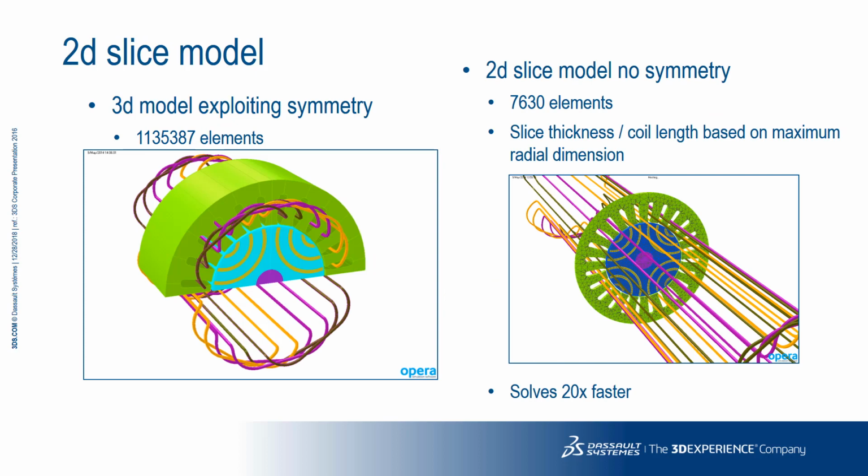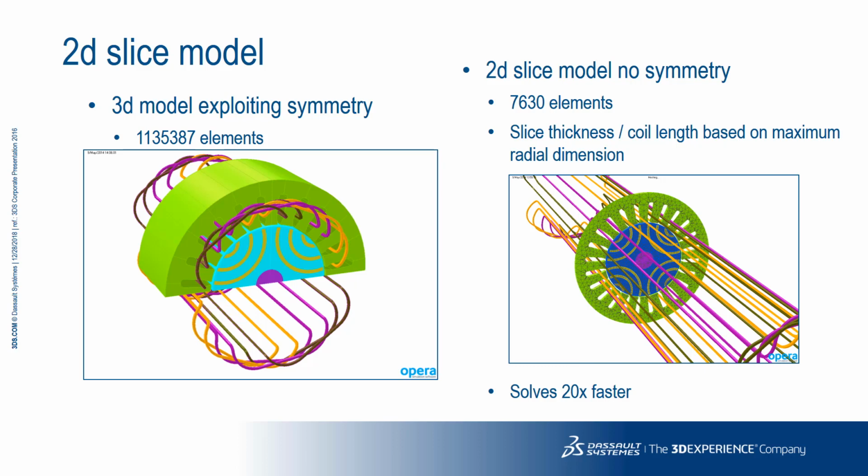Here we see the effect of switching between two-dimensional analyses and three-dimensional. The 3D model, as shown previously, took 41 minutes to solve over 1 million elements. Cut that to a 2D slice and you're left with 7,000 elements. The conductor lengths are adjusted automatically by the software so as not to introduce spurious end effects, and appropriate boundary conditions are automatically added to the model.